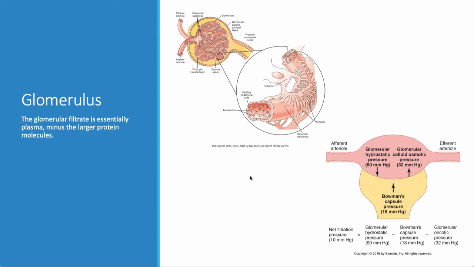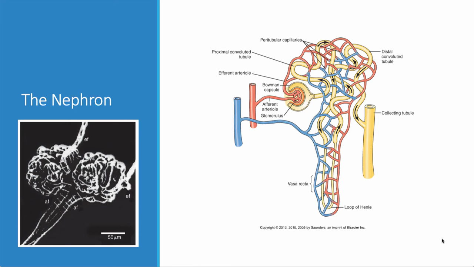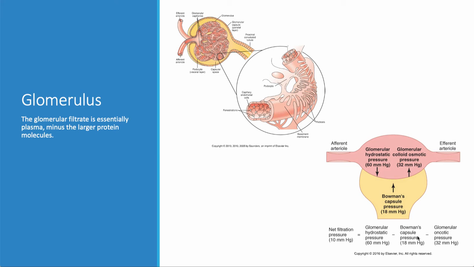So the glomerulus uses these pressures that we just talked about. It uses the hydrostatic pressure, that's the blood pressure, right? And it uses the colloid osmotic pressure, or the oncotic pressure, to regulate the fluid movement at Bowman's capsule. And so the net filtration pressure is the glomerular hydrostatic pressure, that's the blood pressure at the glomerulus, minus the Bowman's capsule pressure, minus the glomerular oncotic pressure. All right? All of those together are used to calculate the net filtration pressure. And that tells us how much urine gets formed.